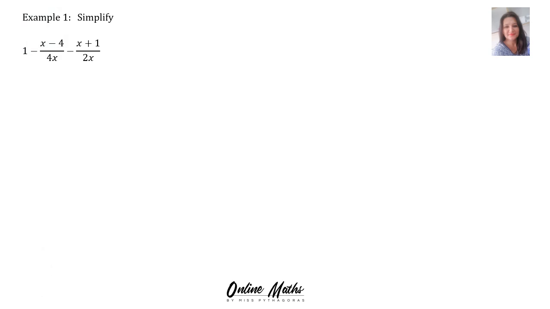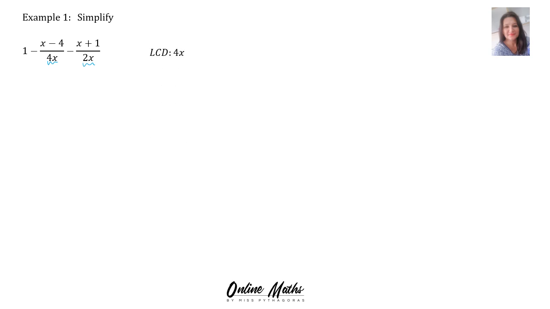Example 1, simplify. Since the terms are being separated by two minuses, this is an algebraic fractions question where you're going to find the LCD. We start by looking at the denominators, and there you find a 4x and a 2x. So your LCD will definitely be 4x.